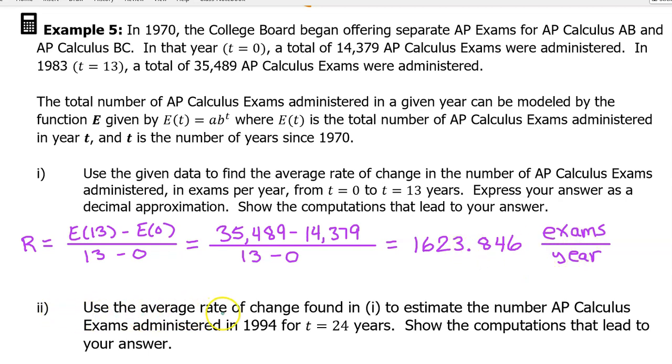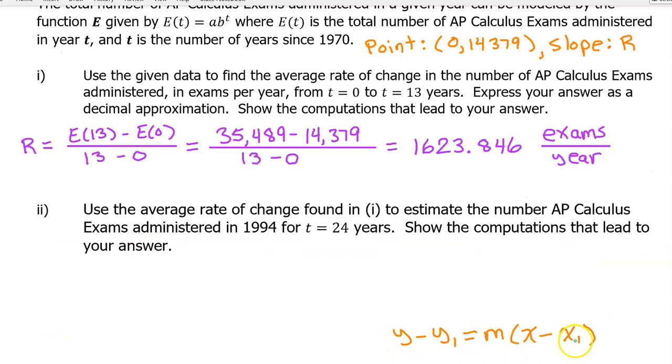Part 2. Use the average rate of change found in Part 1 to estimate the number of AP Calculus exams administered in 1994. t equals 24 years. Show the computations that lead to your answer. When they ask us to use the rate of change to estimate a value, they mean write an equation for the secant line from 0 to 13 and use that to estimate the value. To write the equation of the secant line, we will need a point and the slope. For the point, we can use the input-output pair 0, 14,379, and the slope will be the average rate of change.